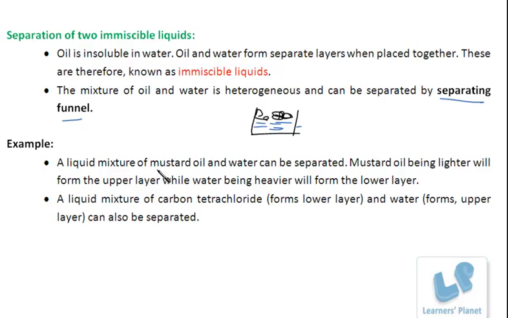If I have to separate a mixture of mustard oil and water, oil is lighter, so it will form the upper layer, whereas water being heavier will form the lower layer. Likewise, in a mixture of carbon tetrachloride and water, the carbon tetrachloride will form the lower layer and water will form the upper layer. So the two immiscible liquids like mustard oil and water, carbon tetrachloride and water, can be separated by using the separating funnel. I'll show you how it looks.